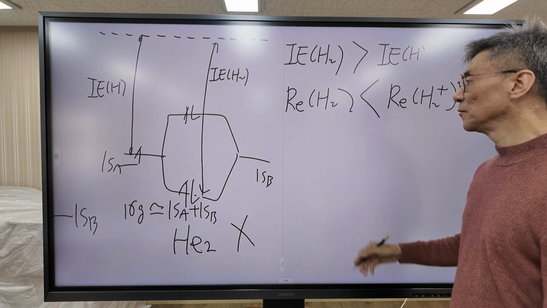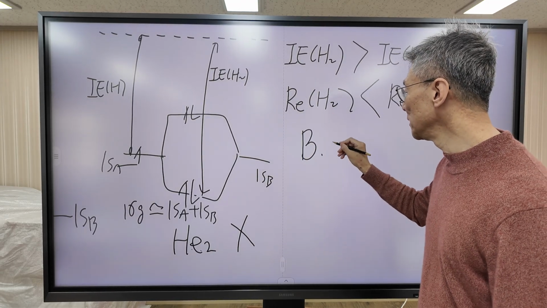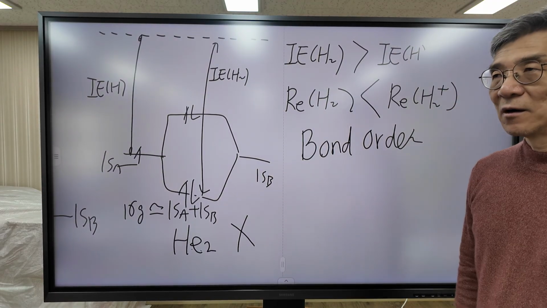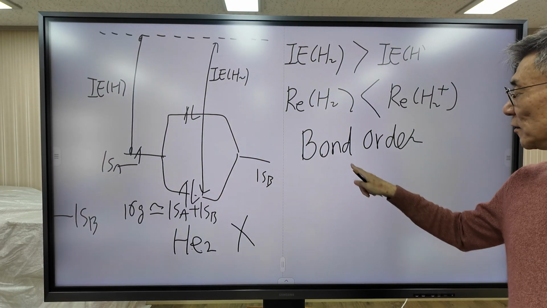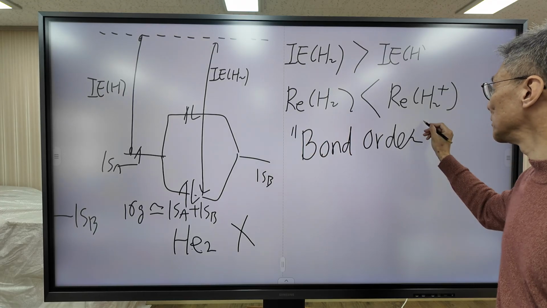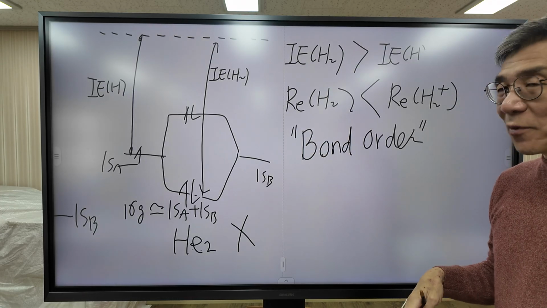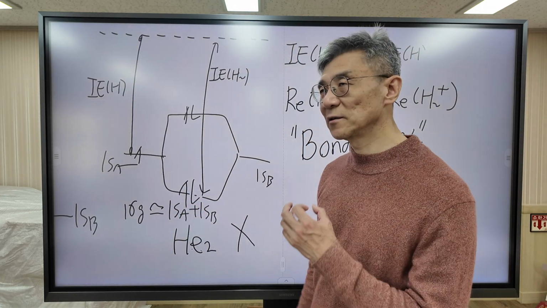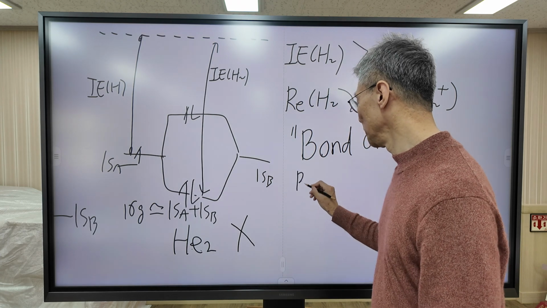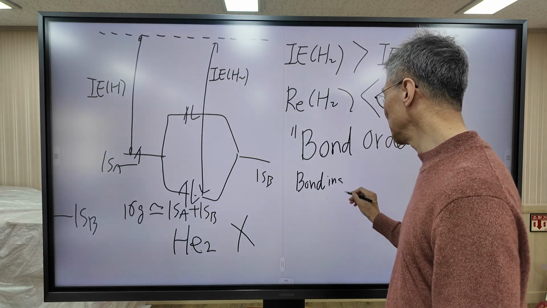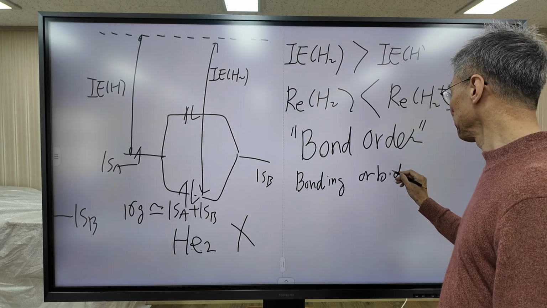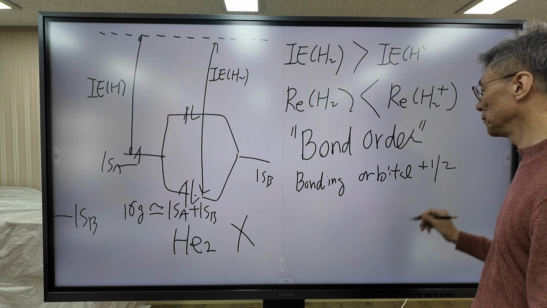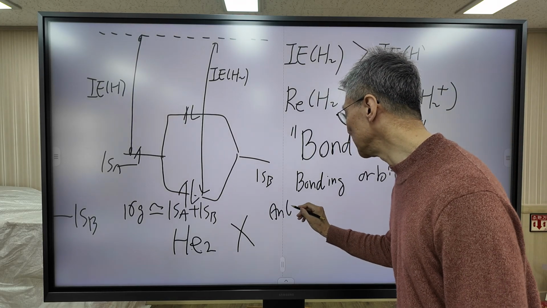So we are going to define bond order to make a rough estimate of bond strength. For bond order, for an electron in a bonding orbital, we assign plus 1/2. For an electron in an anti-bonding orbital, we assign minus 1/2.